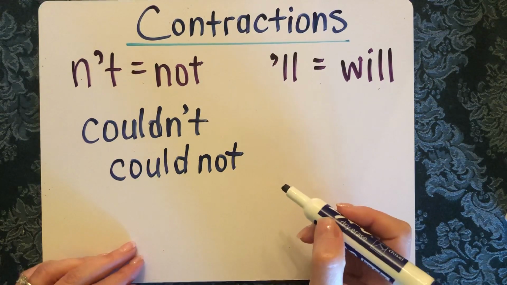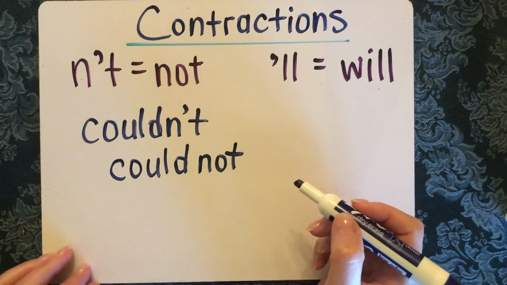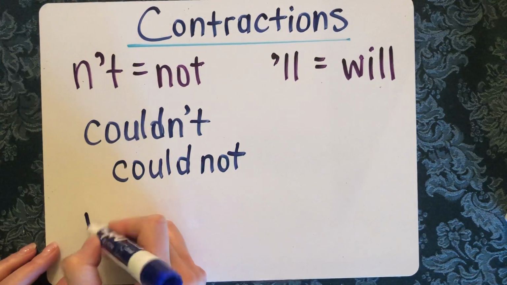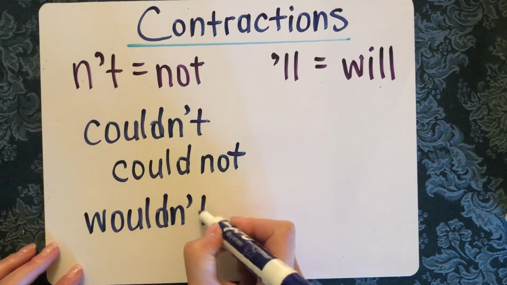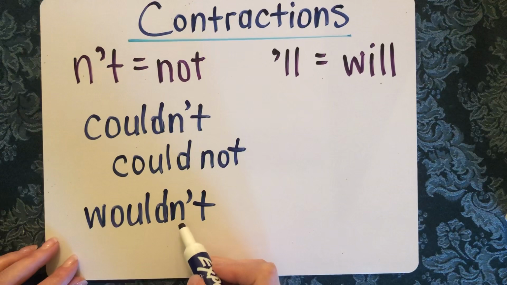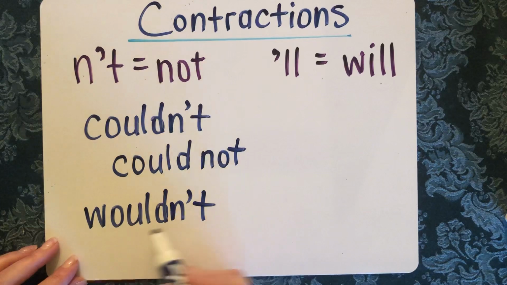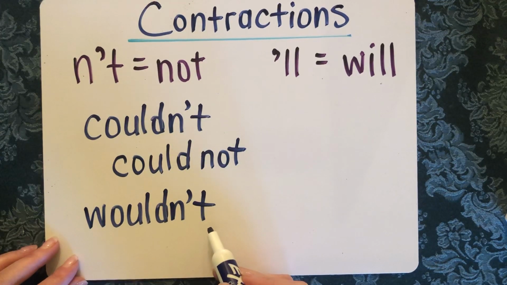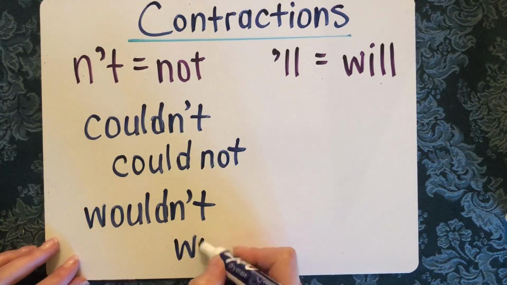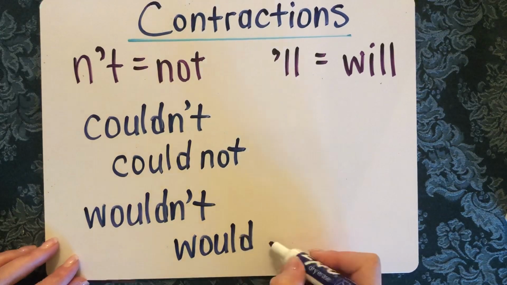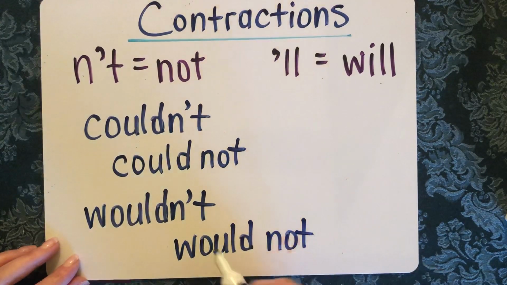Let's try another example. Let's try the contraction wouldn't. Here we see the contraction wouldn't, and you see the N apostrophe T at the end of it. The contraction is wouldn't. It is the short way of saying would not. Again, because the N apostrophe T at the end of the word stands for not.